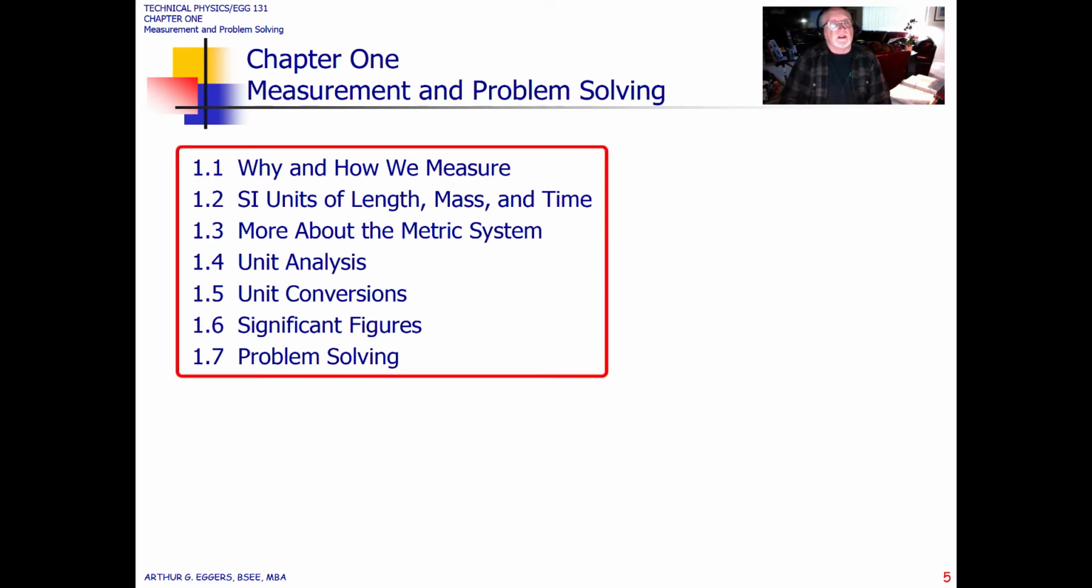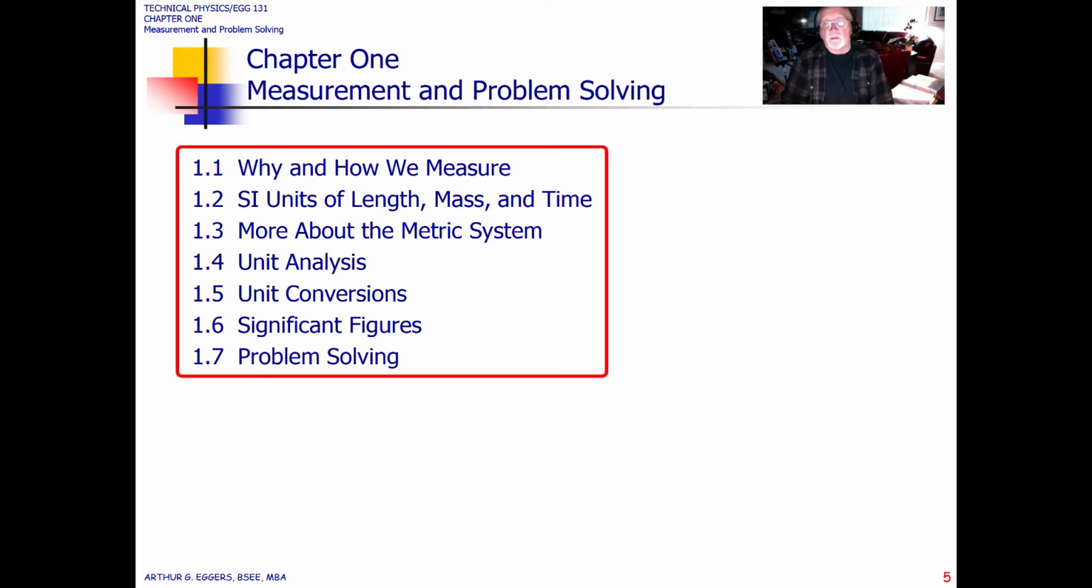In the areas that we're going to look at, why and how we measure, the units that we need to understand and know for measure, something about the metric system, unit analysis, unit conversions, significant figures. Significant figures is an area where a lot of students have trouble understanding what the values are that were given to you as the initial data and the solutions that you come up with in your analysis. You always have to make sure that your significant figures match. Otherwise, you'll be overstating the solutions to your data.